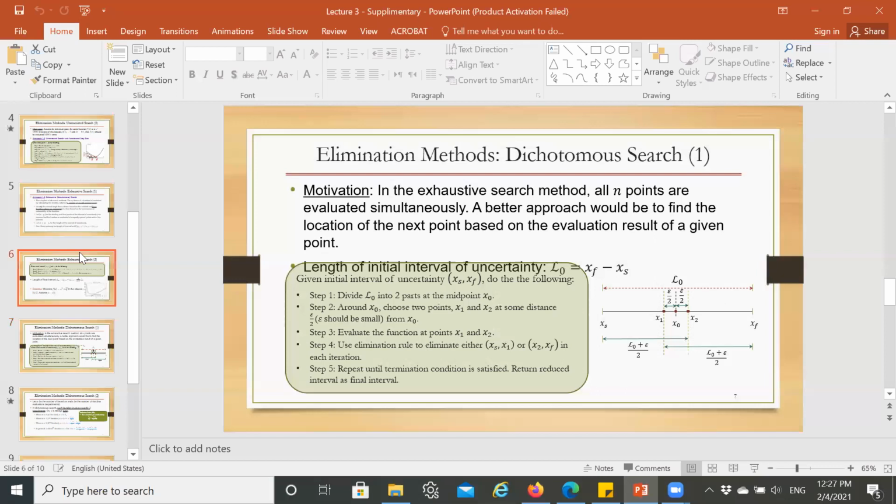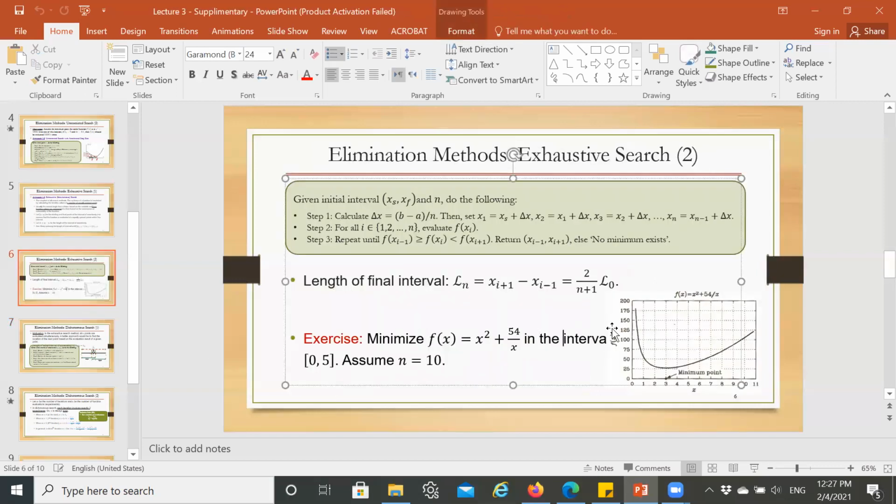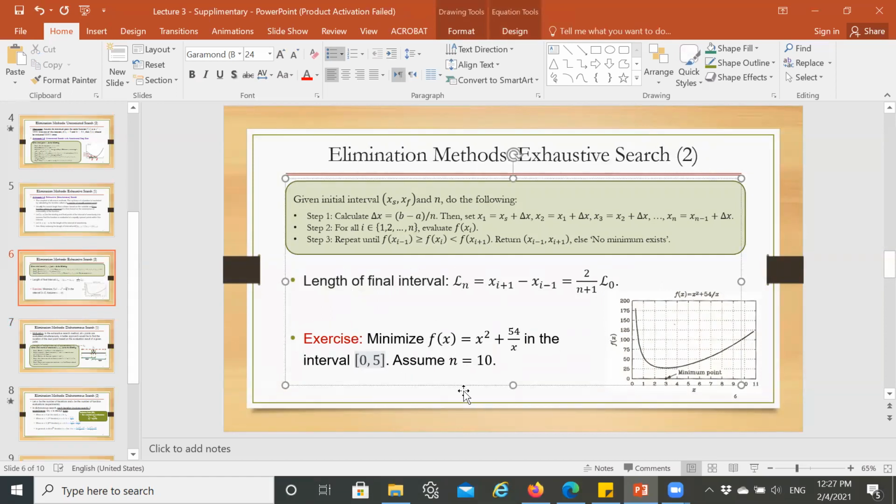Where is it? Exhaustive. So this guy. Okay, sorry about that. Shift 5.